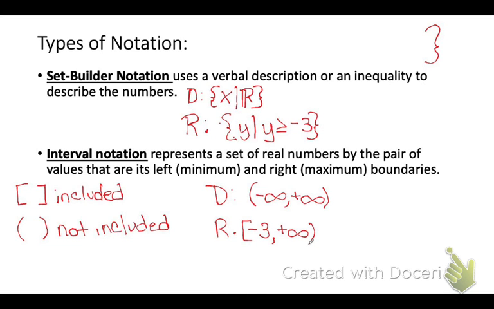Okay. So the top is set notation, and the bottom is interval notation.